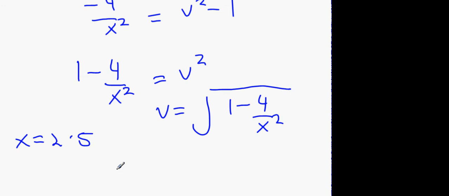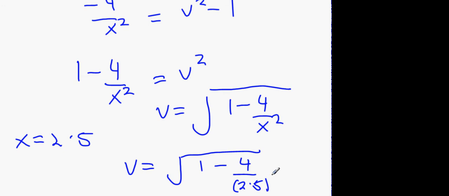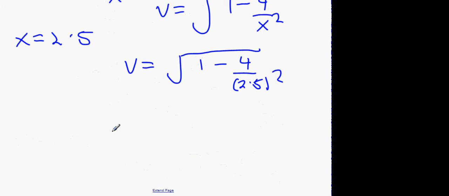Phi therefore is equal to the square root of 1 minus 4 over 2.5 squared. Put all of that straight into the calculator and you're going to get phi equals 3 over 5 ms to the minus 1. It's a velocity. Okay. So that's that one done.